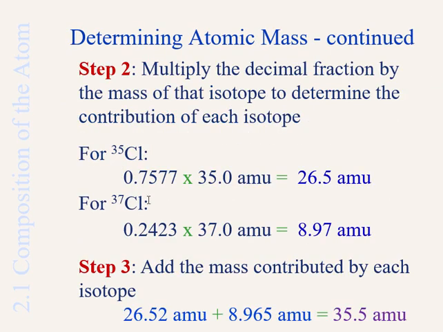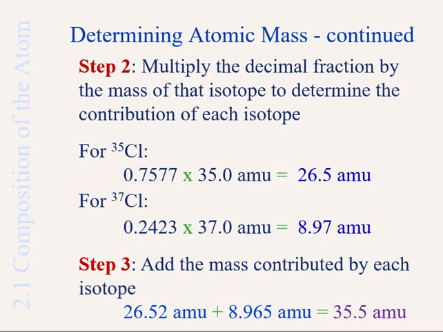Once you get the fractions, multiply the fractions with the masses for each. So for chlorine 35, the mass is 35.0 AMU, and for chlorine 37, the mass is 37.0 AMU. When you multiply that, you get two new numbers, and now you simply add them. This is how you find the average atomic mass of a given atom.